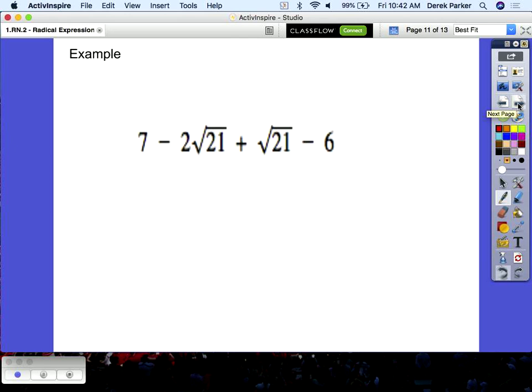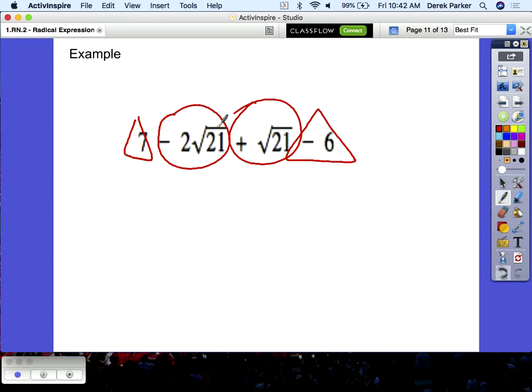All right, first example, 7 minus 2 square root of 21 plus the square root of 21 minus 6. So I'm going to triangle off my constants. As you can tell, I'm keeping the negative with the 6, and then I'm going to circle my others. I'm now going to rewrite negative 2 square root of 21 plus the square root of 21 plus 7 minus 6.